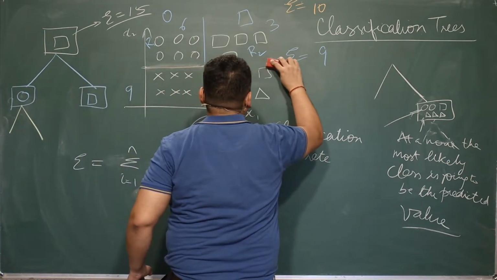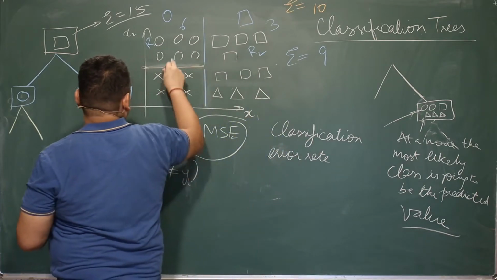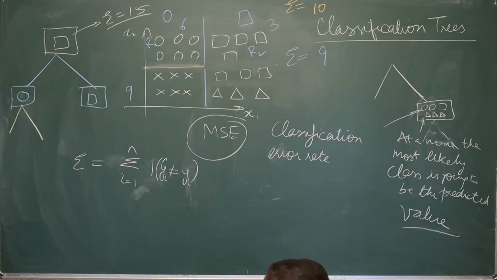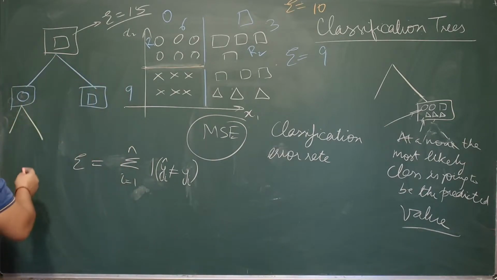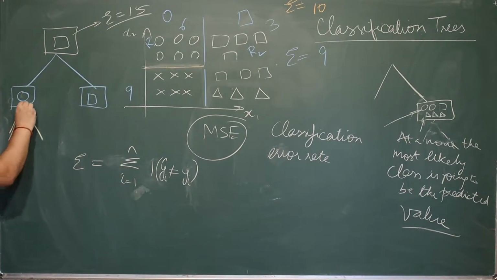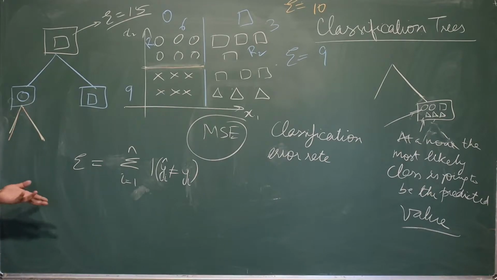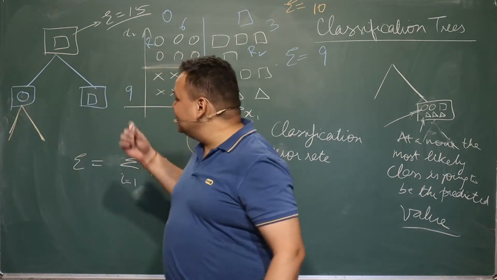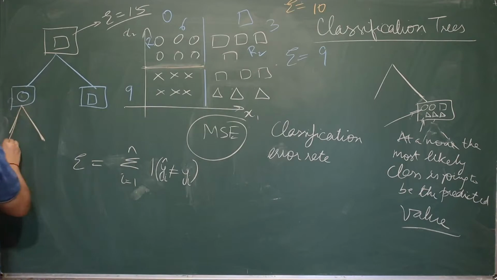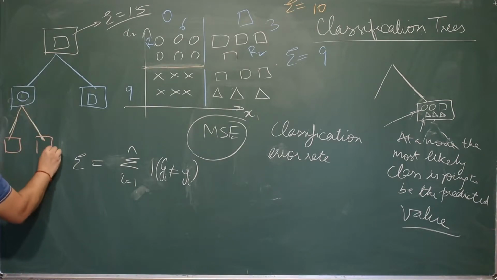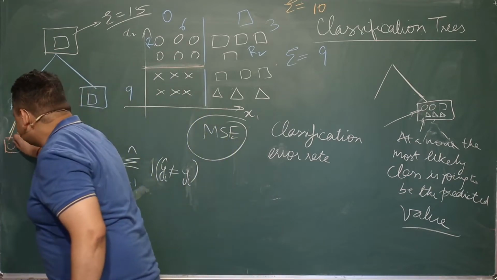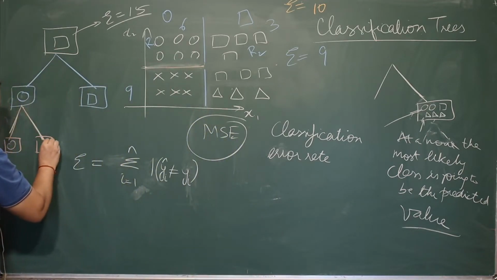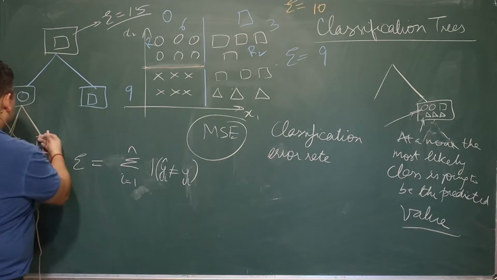So on the left hand side, if I make a partition like this, what do I get? I get two different partitions, do I not? Which will help me make a better prediction than the previous one. What is the left hand side going to be? On one side I am going to predict a circle, and on the other side I am going to predict a cross.